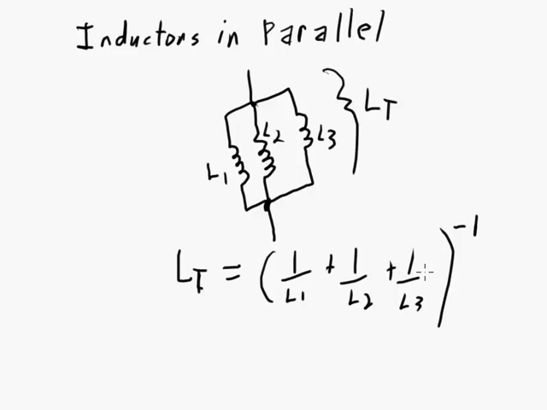And using similar clues to what I did for the series circuit, but you'll have to figure out what the slight differences are because our circuits have got inductors in parallel. I want you to be able to derive this, be able to prove that this is true.